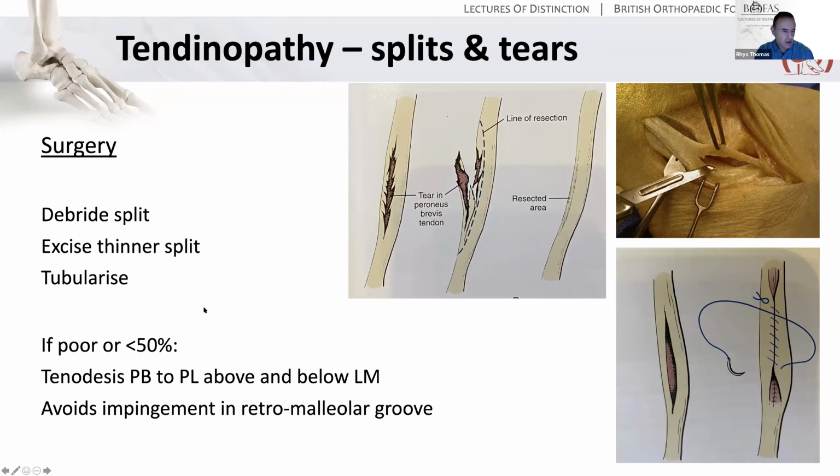So classically, the teaching would say that if the residual tendon is fairly poor, or you're left with less than 50% of a normal tendon, you should perform a tenodesis of the peroneus brevis to the longus, because it's usually the brevis which is the most diseased tendon, and do this above and below the lateral malleolus so you don't get any impingement within the retromalleolar groove.